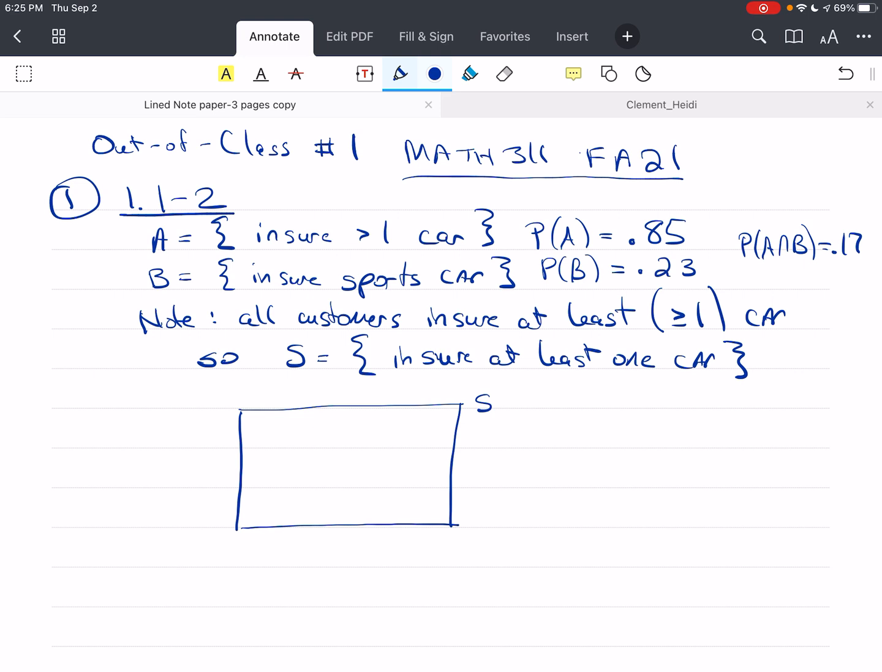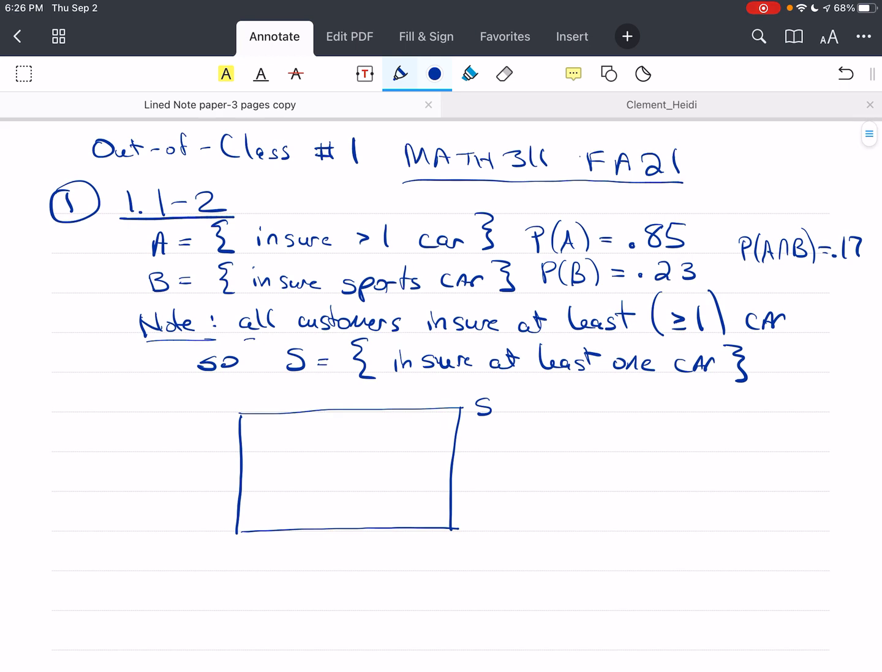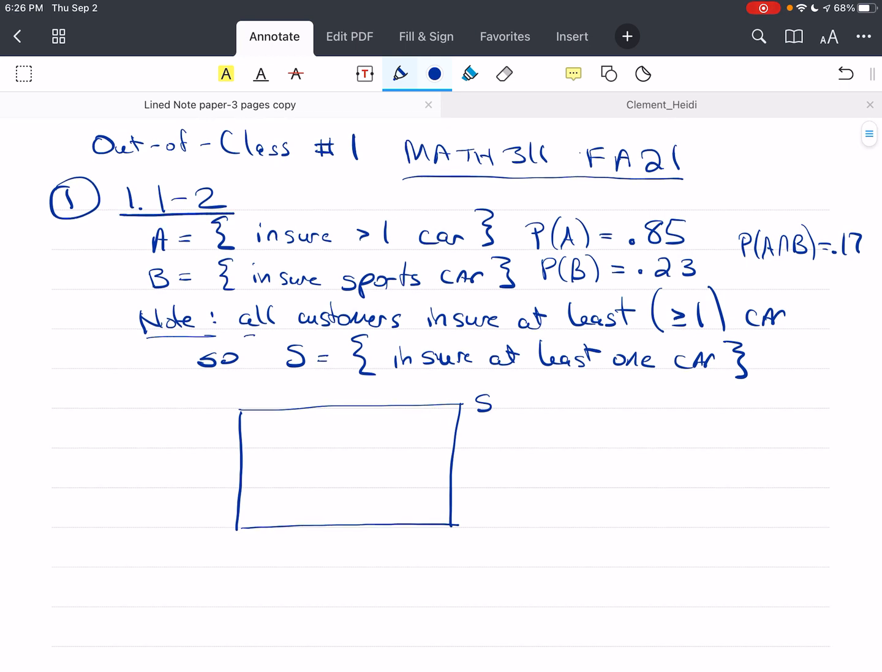It says that all of the customers of an insurance company have at least one car insured. So that's what they start with, and that is my note down here, that all customers insure at least one, that's one or more, or greater than or equal to one car. So that means that S, our sample space, is the set of customers, all of them, and they insure at least one car.